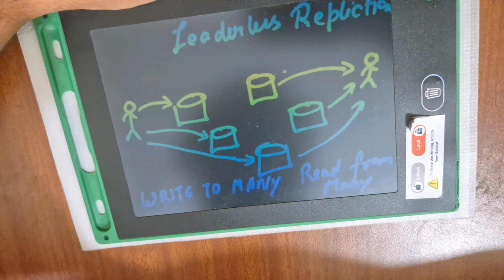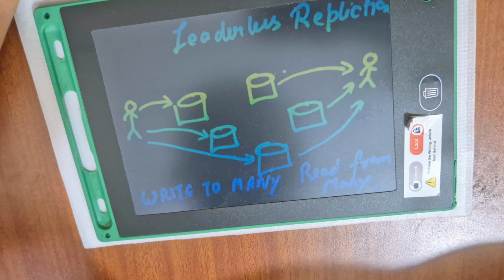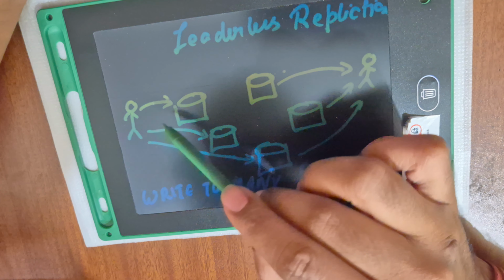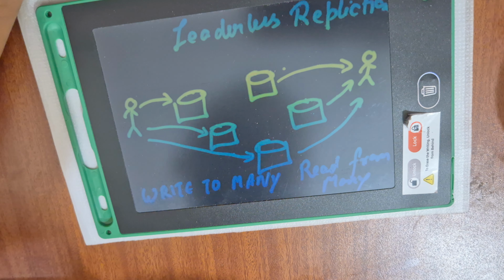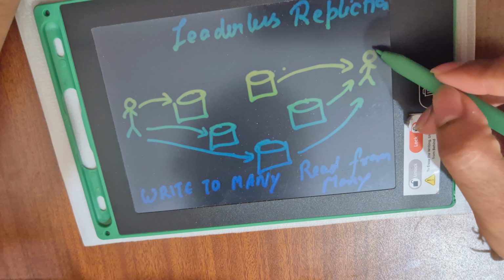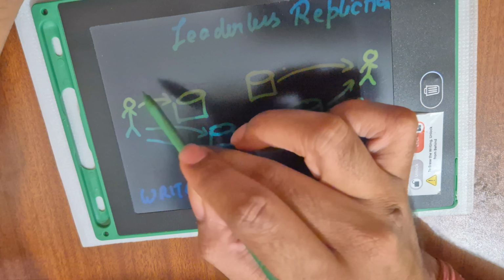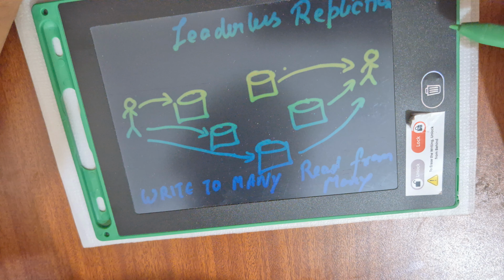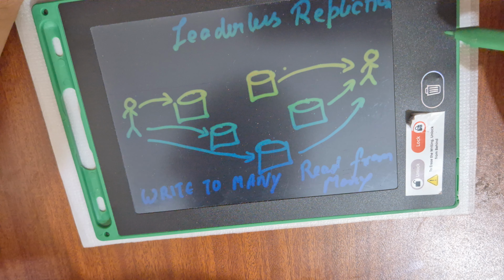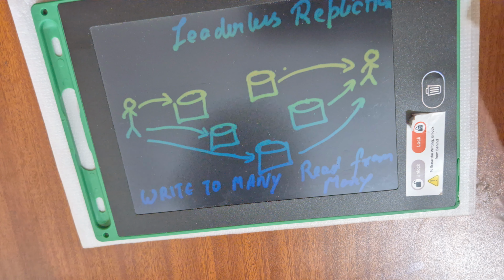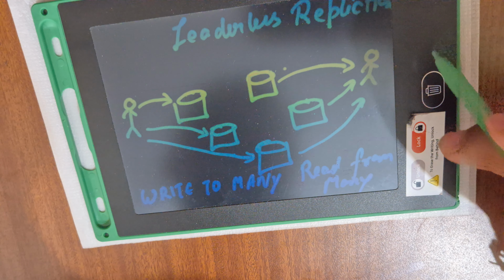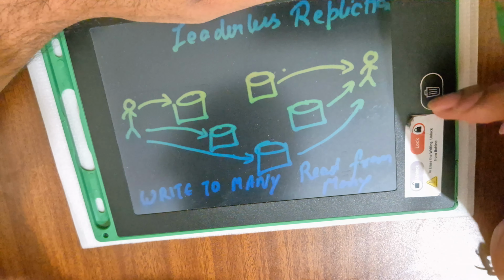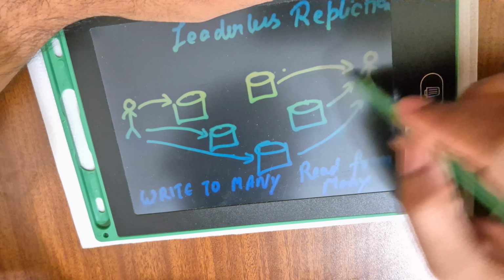Let's see. What happens in leaderless replication is that the client writes to multiple DBs, not one DB. The client who is writing also writes to multiple DBs, and the client who is reading is also reading from multiple DBs. Now, when you are reading from multiple DBs, you get the most updated data.